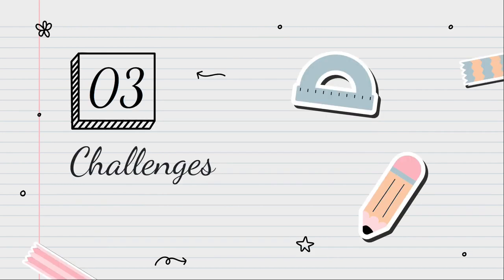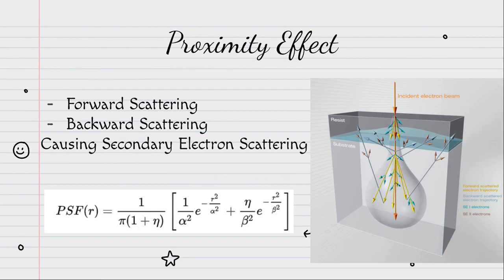Though EBL has excellent resolution, there are still some challenges. The first one is the proximity effect. When the electron beam is emitted and bumps into the resist, some of the electrons penetrate the resist and even the substrate. We say that they are scattering, and the electrons that penetrate the resist in undesired oblique directions are called forward scattering. And those that reflect back to the resist, we call backscattering.